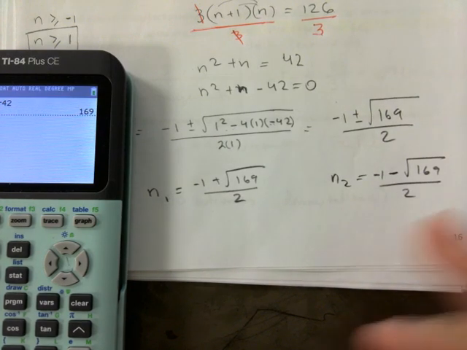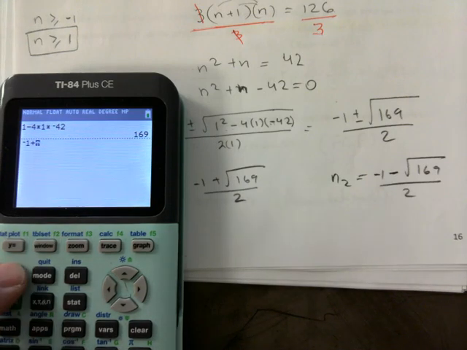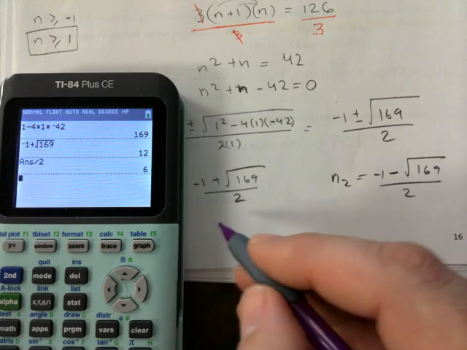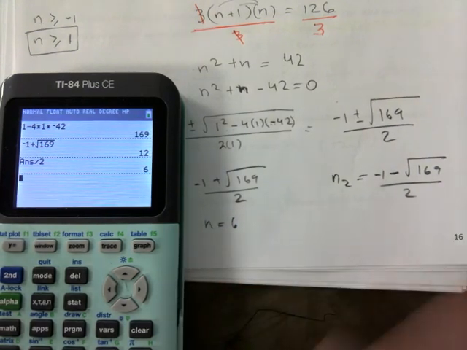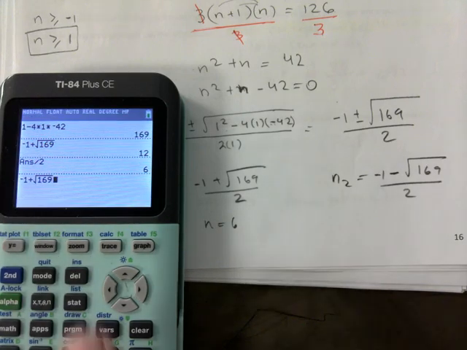Phew. Could have made a big difference, right? So you got to go negative 1 plus root of 169. I'm going to divide that by 2. I get 6. The next one, I'm just going to copy paste that expression, and instead of adding, I'm going to subtract. Divide that by 2.